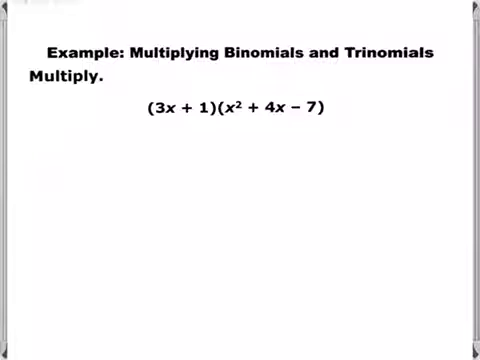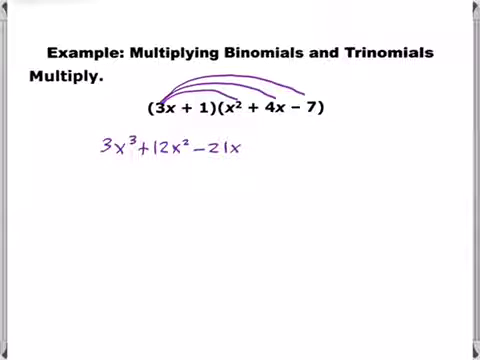I want to do the same thing with the last problem. I want to distribute each of the terms, the first two terms from the binomials, to every term of the other trinomial. So I'll start with 3x. 3x goes to x squared, becomes 3x cubed. 3x times 4x becomes 12x squared. And then 3x times negative 7 becomes negative 21x.